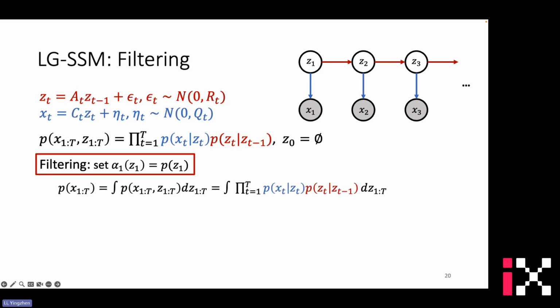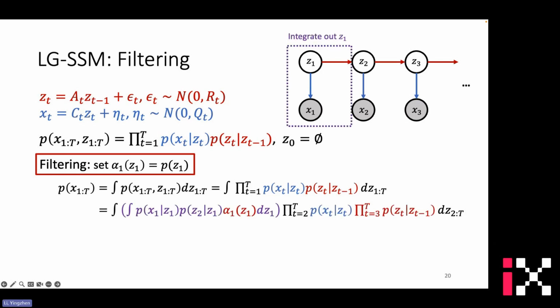Our goal is to marginalize all these latent variables to get to the marginal distribution of P of x1 to t, so that we can train this with maximum likelihood. So we need to integrate out Z1 to t, and then we plug in the factorization. Now we can actually select the ordering from Z1 to ZT and iteratively integrate out these things, and we will have some nice implications.